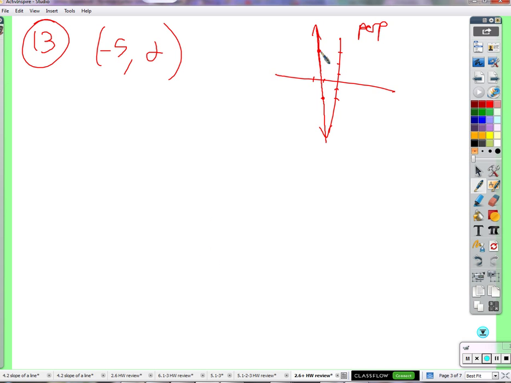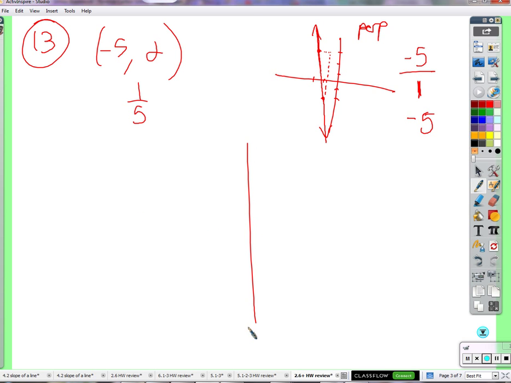-5/1. So yeah, we go over 1 and down 5, right? So our slope is, we know this is the horizontal, we go down 5, that's a negative, that's our vertical, -5/1, or just -5. Okay. Our line's perpendicular to this line, which means its slope is going to be what? Johnny? Positive 1/5. There you go, there's our slope, 1/5.